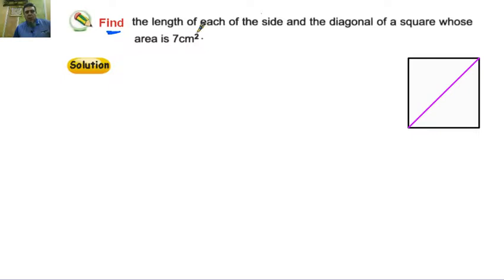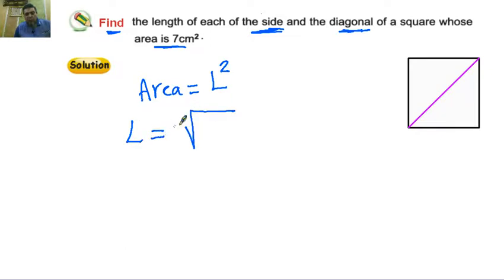Find the length of each side and diagonal of a square whose area equals 7. We mentioned before that the area of a square equals the side length times itself, or L squared. And the side length L equals the positive square root of the area. Then the side length equals the square root of 7 centimeters. The side length of the square equals the square root of 7.